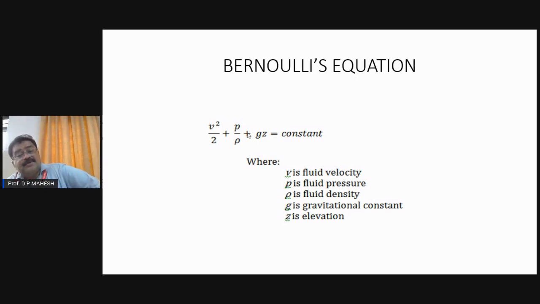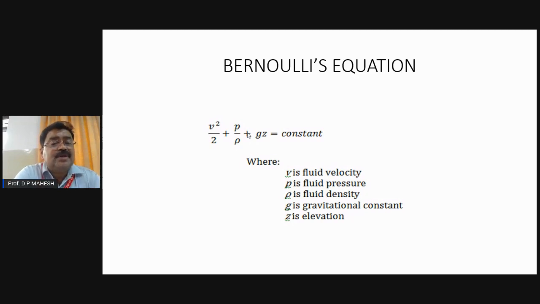In the equation v square by 2 or v square by 2g, if you divide this equation on the left and right hand side by the common number, that is g, the first term becomes v square by 2g, the second term becomes p by rho g, the last term becomes z. And on the whole left hand side, each term will be energy.